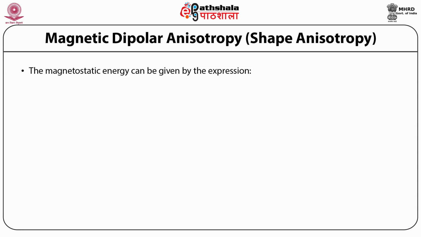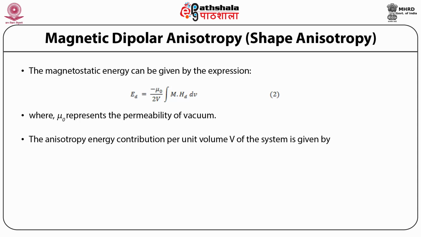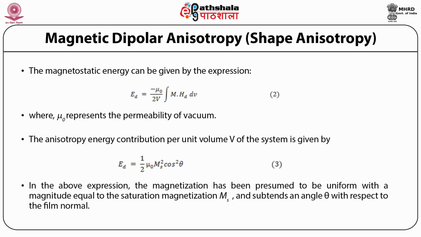The magnetostatic energy can be given by the expression Ed is equal to minus mu naught divided by 2V into the integral over M into Hd into dV, where mu naught represents the permeability of vacuum. The anisotropy energy contribution per unit volume V of the system is given by Ed is equal to 1 by 2 into mu naught into Ms square cos square theta. In the above expression, the magnetization has been presumed to be uniform with the magnitude equal to the saturation magnetization Ms and subtends an angle theta with respect to the film normal.